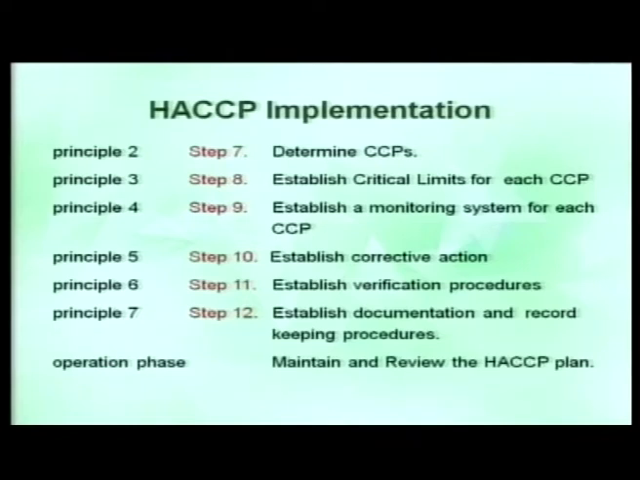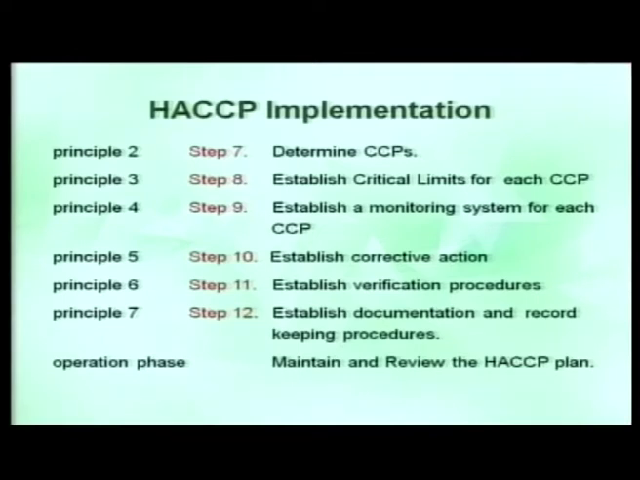If you know that this is my critical point and I need to have a special control, I need to establish a critical limit, a limit for that point. That means you accept and you reject based on those limits. So this is your principal step 3.